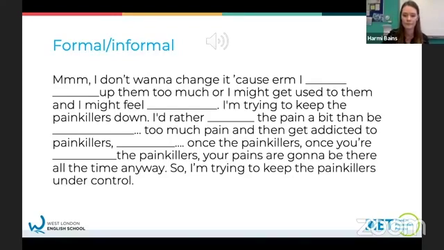I don't want to change it because I don't want to up them too much, or I might get used to them and I might feel more pains in that. I'm trying to keep the painkillers down. I'd rather go with the pain a bit than be bumped up too much and then get addicted to painkillers. Once you're used to the painkillers, your pains are going to be there all the time anyway. So I'm trying to keep the painkillers under control.